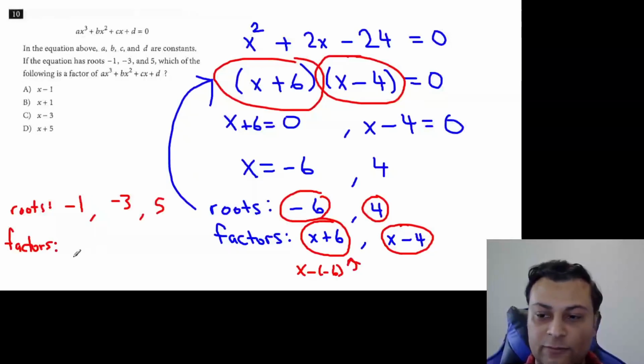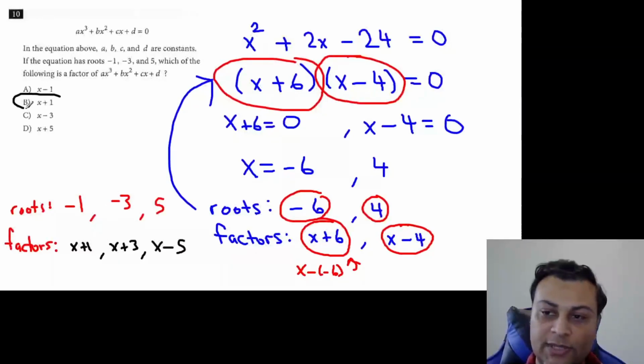x minus negative 1, which is x plus 1. From here you get x plus 3. And from here you get x minus 5. So we know these are the factors. And of all these, the only choice they have is option B, which matches this. They don't have the others to choose from. So the answer is B.